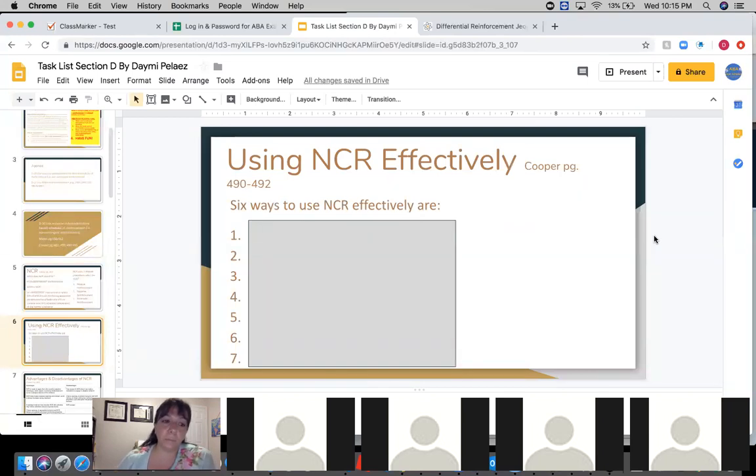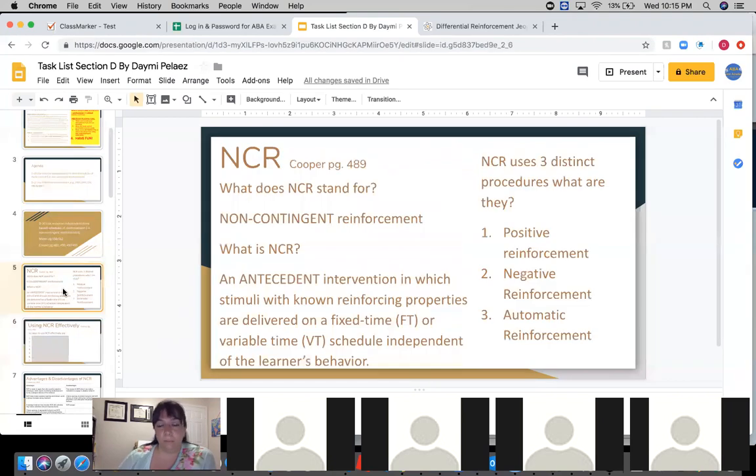Jamie, can we go back to that slide? Yes. And what would be an example of automatic reinforcement? Does anybody have any ideas for automatic reinforcement for NCR? I guess if a student needed, if the function of the behavior was some sort of automatic reinforcement from a sensory object, you would provide them access to that sensory object. That's a good example. I like that. Okay, thank you. Does anybody have any other example they want to share? That was great, though. That was a great example.